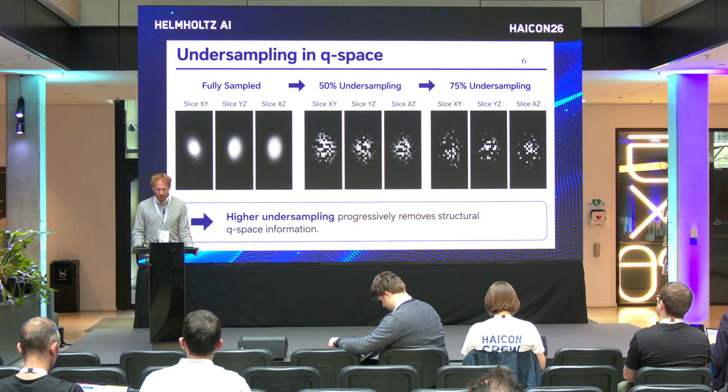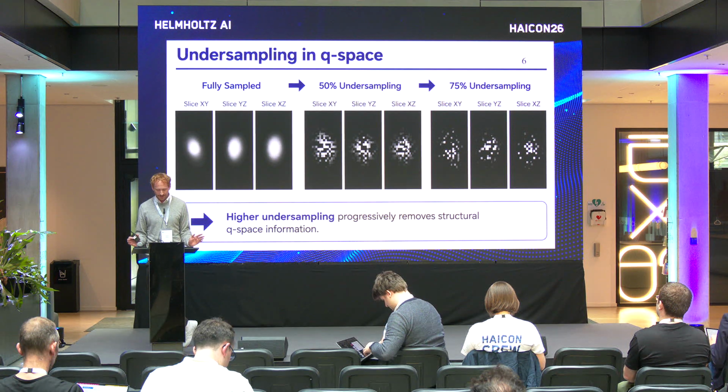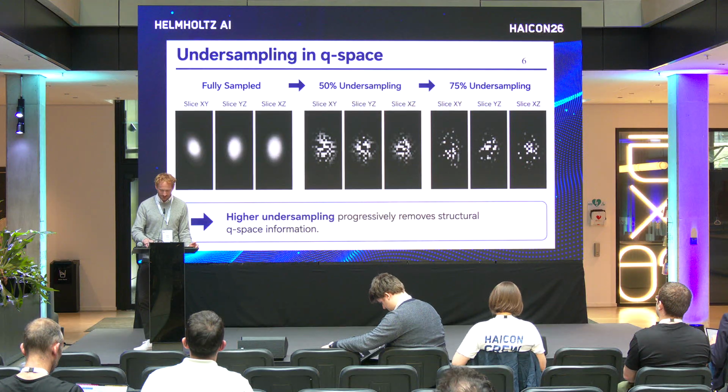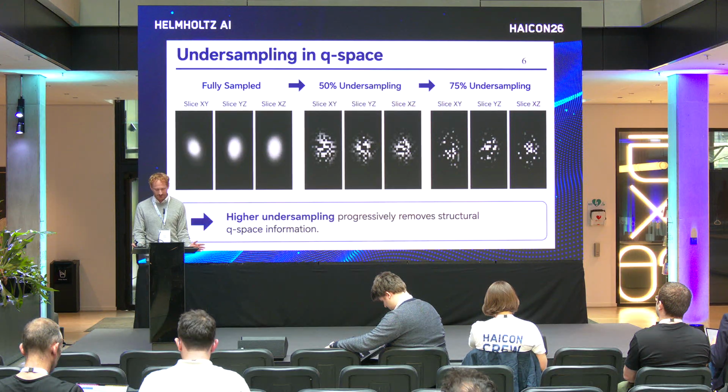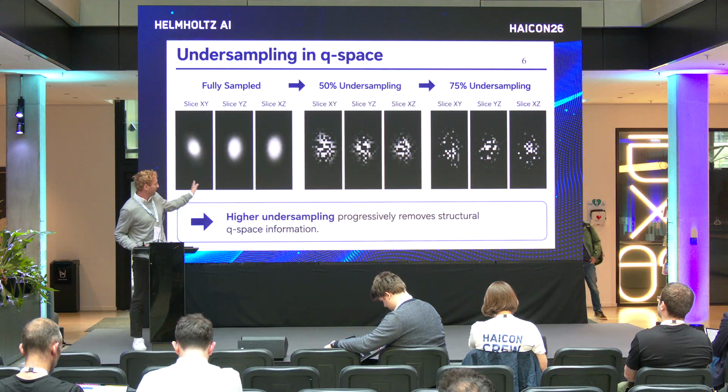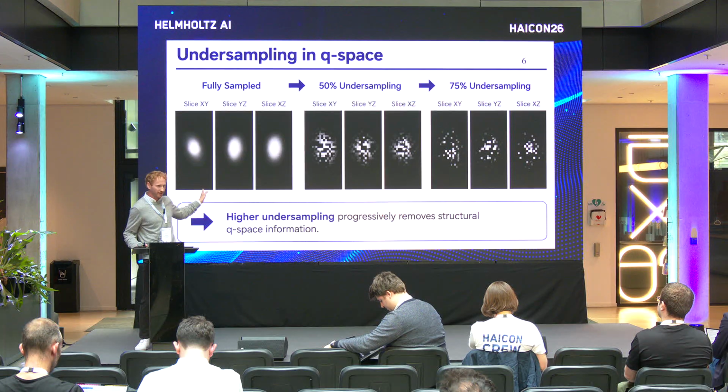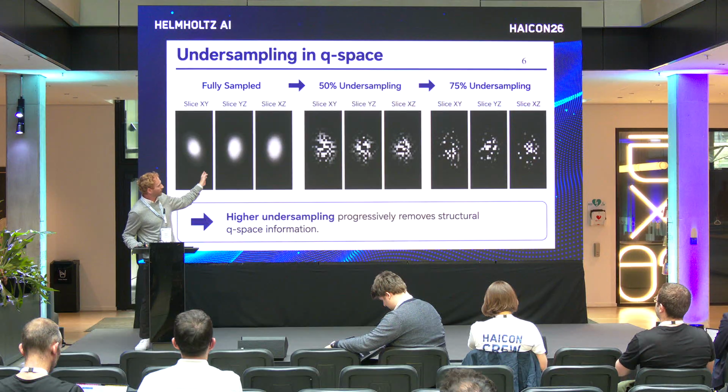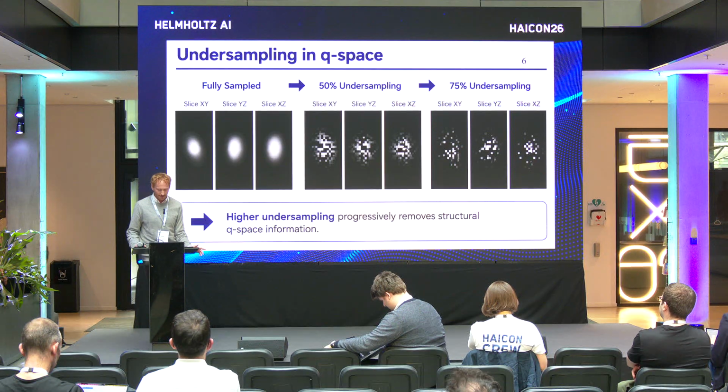Once Q-space data were available, the next step was to simulate realistic acquisition conditions by removing measurements. This means only a subset of Q-space points are retained. The image on this slide shows a representative cross-sectional slice through the Q-space volume for different undersampling rates. On the left side, you see a fully sampled Q-space, and the information decreases with an increasing undersampling rate.